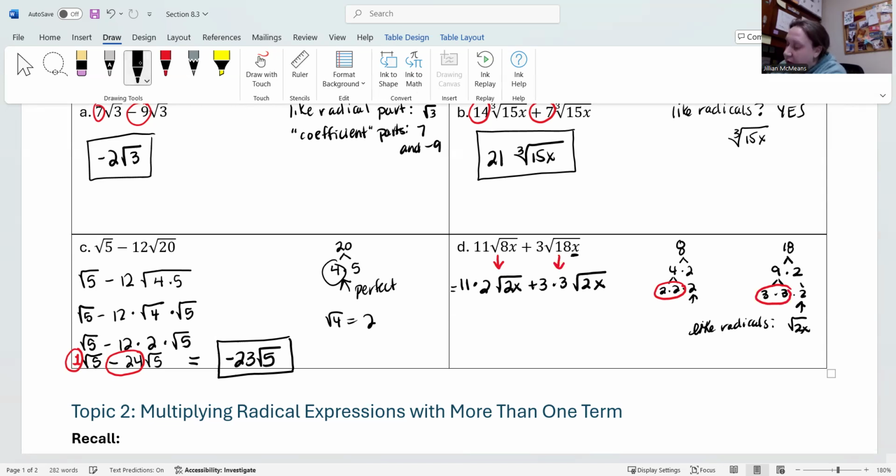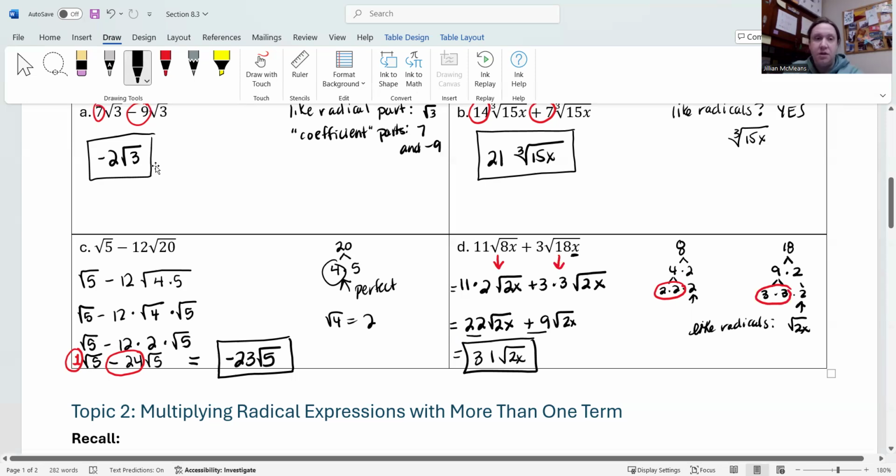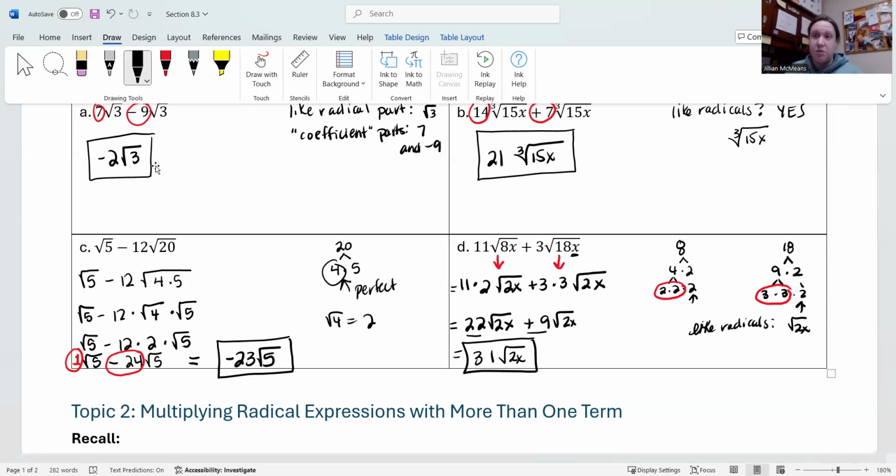So we've got to do a little simplifying outside the radical expressions. 11 times 2 is 22, so we get 22 square roots of 2x. 3 times 3 is 9, so we get 9 square roots of 2x. So now I have 22 plus 9 square roots of 2x, which is 31 square roots of 2x, and that's my final answer. So that is adding and subtracting radicals. We're not going to go any deeper than anything you've seen on this screen. The main focus is just knowing that you can combine radical expressions with addition and subtraction as long as the radical parts match, okay?